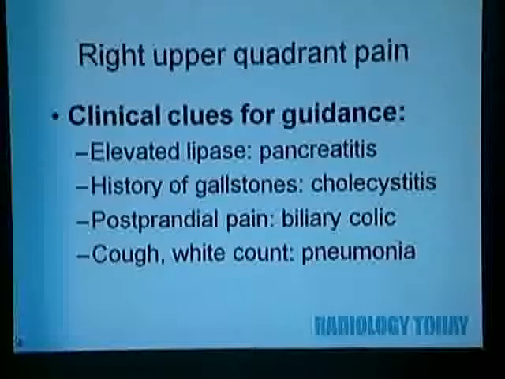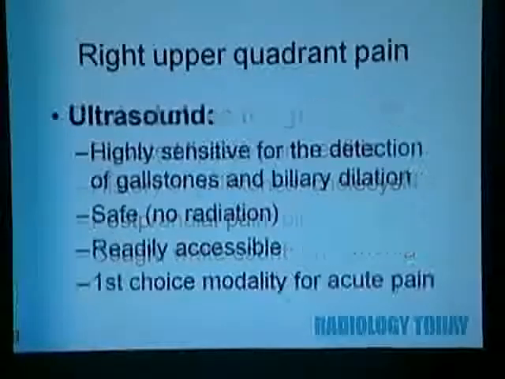We use a lot of the clinical clues for guidance, as you do as clinicians as well. If it's got an elevated lipase, we're going to think it's pancreatitis. History of gallstones raises cholecystitis very high on the list. Maybe postprandial pain for biliary colic. And even sometimes with a cough and a white count, does the patient have a lower lobe pneumonia, particularly in kids where intrathoracic pathology can be mimickers of abdominal disease.